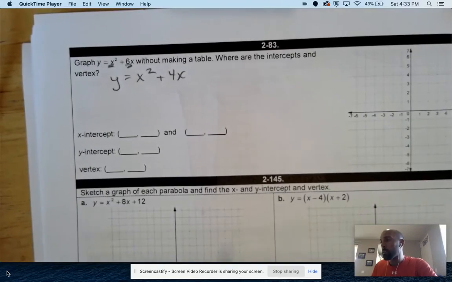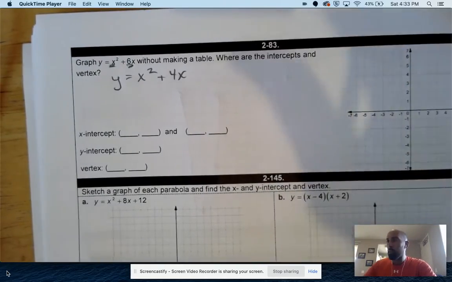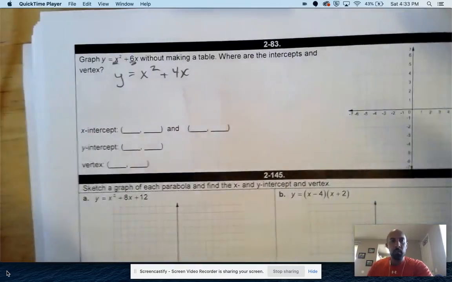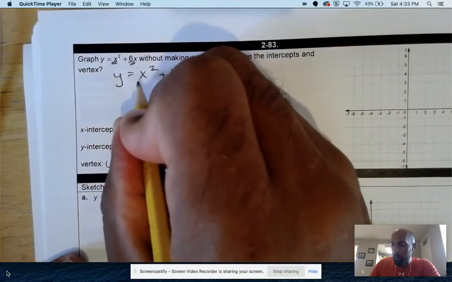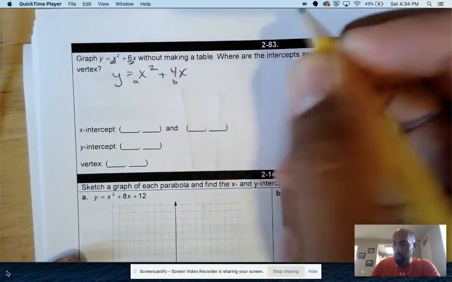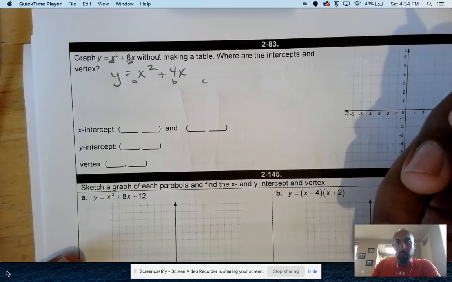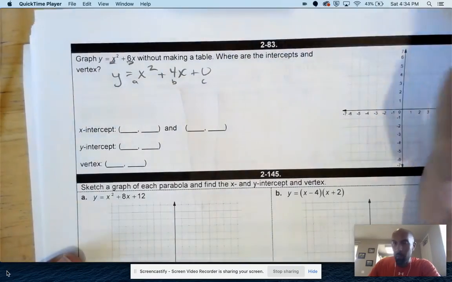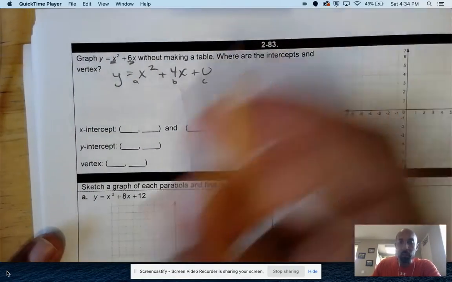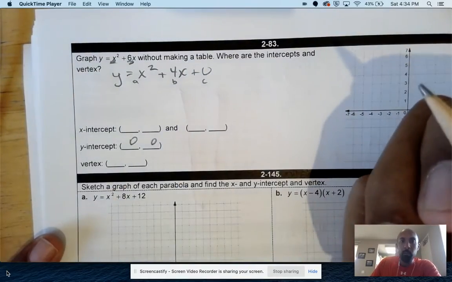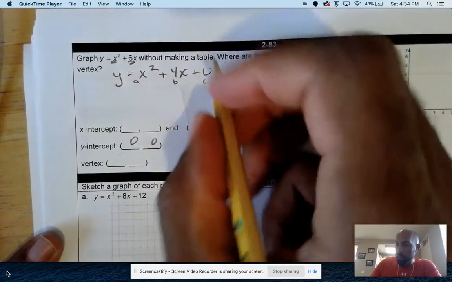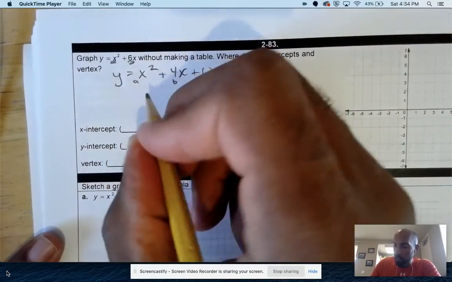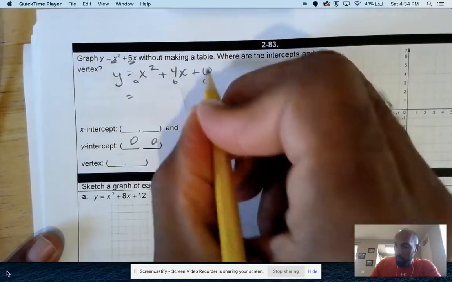Okay, now the easiest thing to find here is your y-intercept. Remember that this is your a value, this is your b value, and the c value is not there. And the reason it's not there is because it's actually 0. So there's your y-intercept. It's at 0, 0. Okay? So anytime you get an equation that looks like this, it's just going to be 0, 0 for that y-intercept. Okay, but to actually find the x-intercepts, let's take that 0 out.